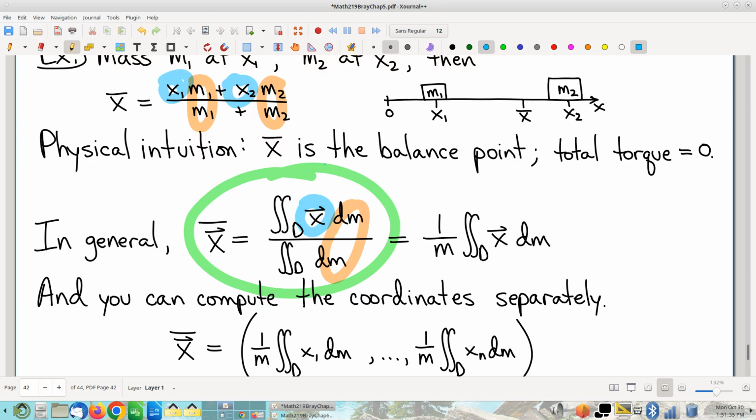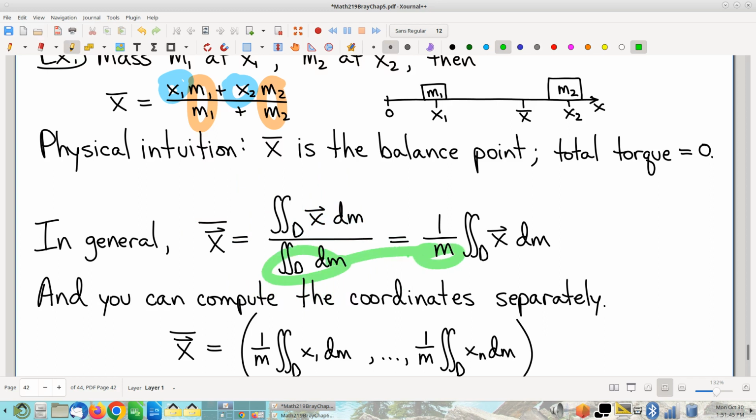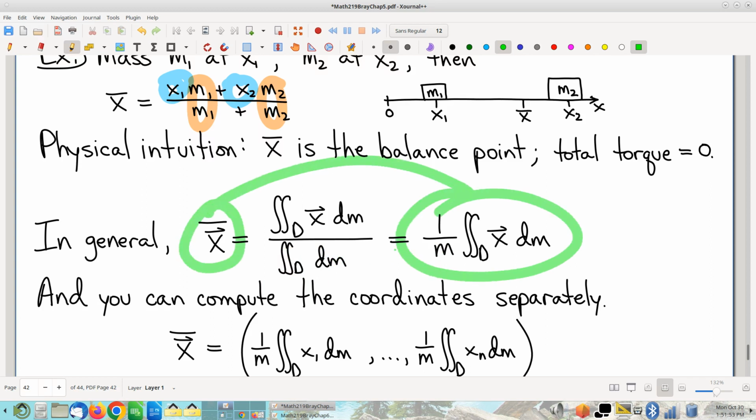Then again, you'll notice that what we have here is our typical formula for a weighted average. And again, the denominator simplifies very nicely, right? So this is just the total mass. And so again, a lot of these formulas look a lot alike, right? And our center of mass, in general, for mass distributed over some region, is this formula right here.